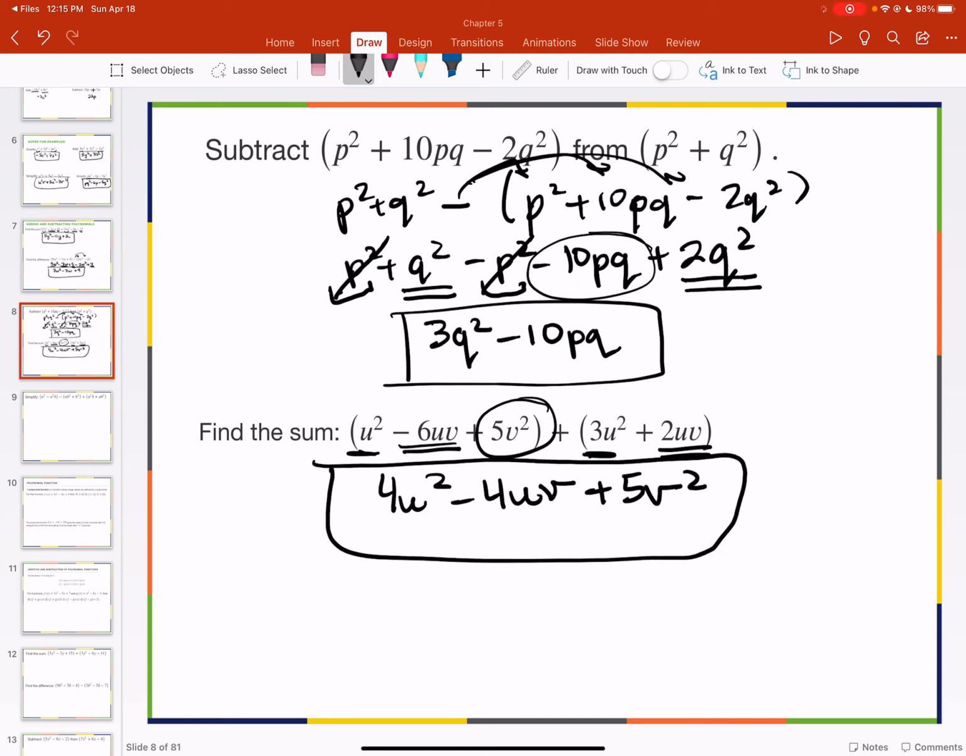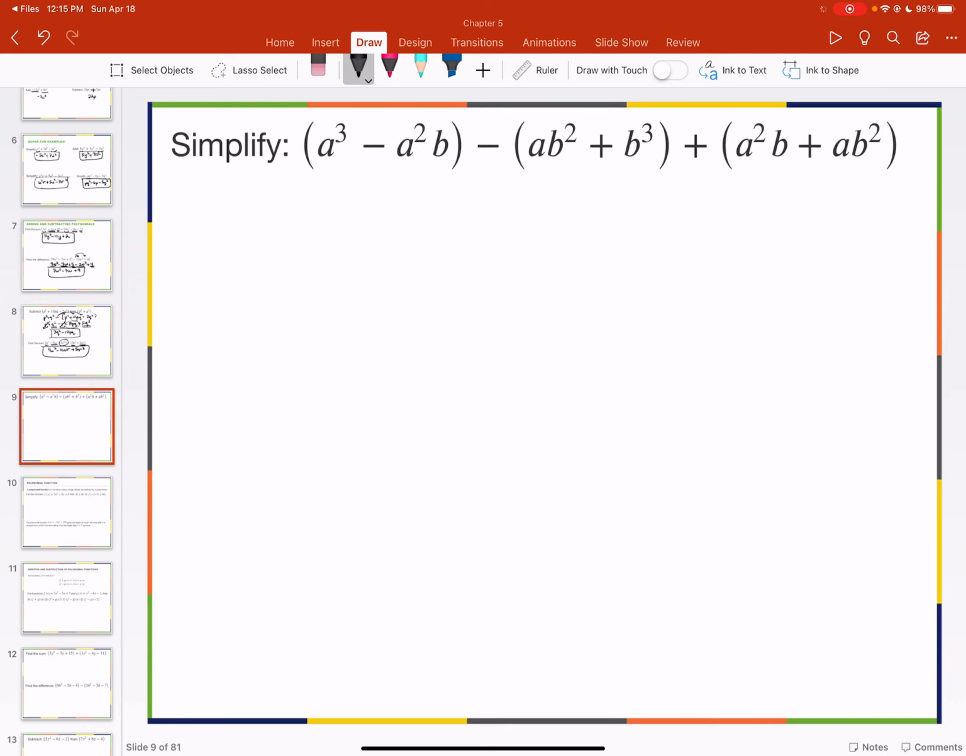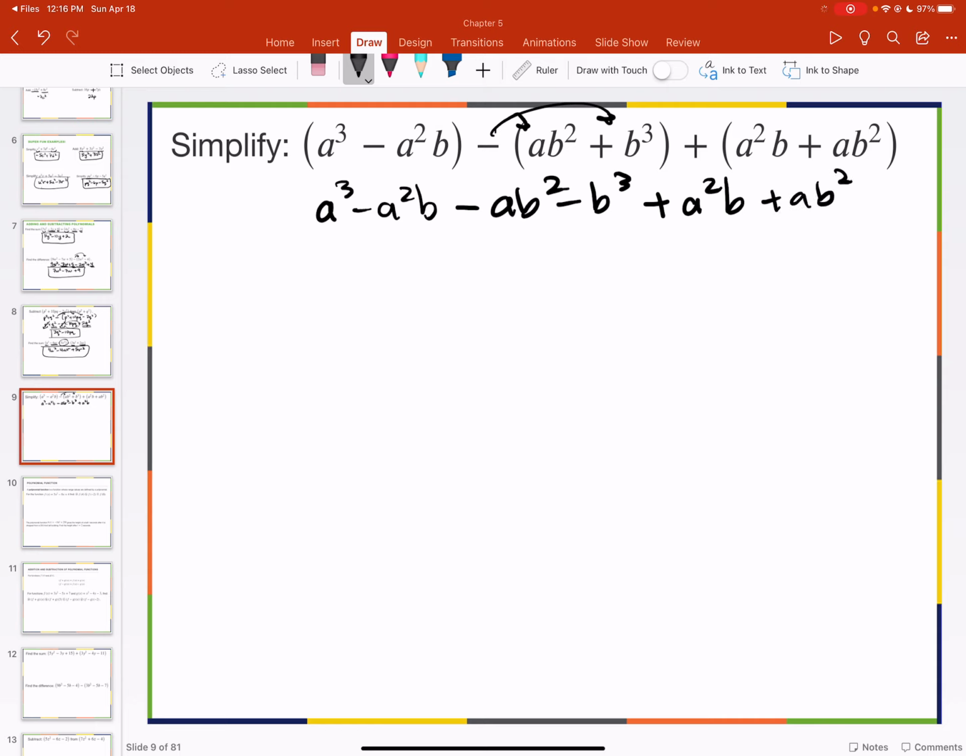Okay, let's do one more that might seem a little bit complicated, but it's not. All it is is underlining the like terms, okay? I'm going to distribute this negative, of course, because whenever you have a negative in front of a parenthesis, it's best to write another line and distribute the negative. Don't be lazy, write that extra line, it's fine. So we have a cubed minus a squared b minus ab squared minus b cubed plus, there's no negative in front of here, so plus a squared b plus ab squared. Okay, so a cubed. Is there any other a cubes?